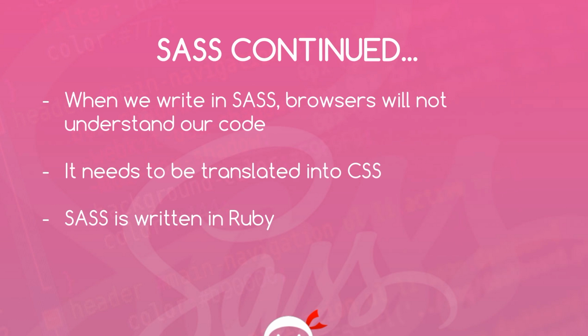And finally, SASS is written in Ruby, so depending on how you're going to be using SASS, you may need to install Ruby on your computer, and I'll show you where you can download that later on.